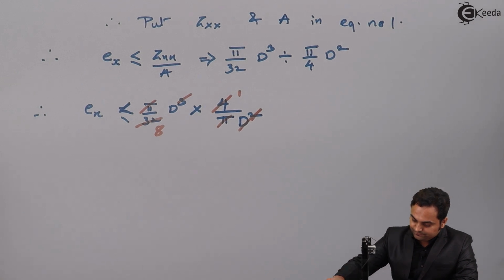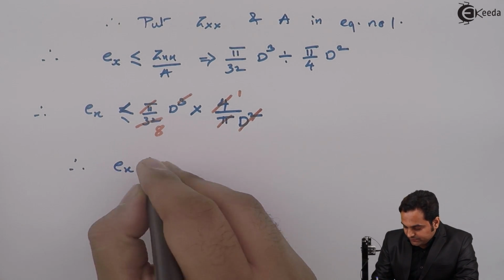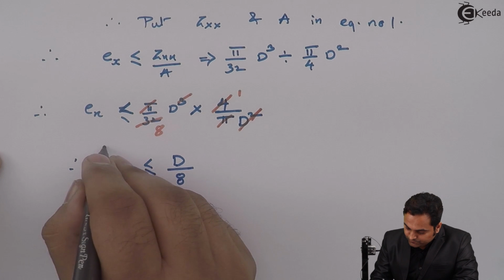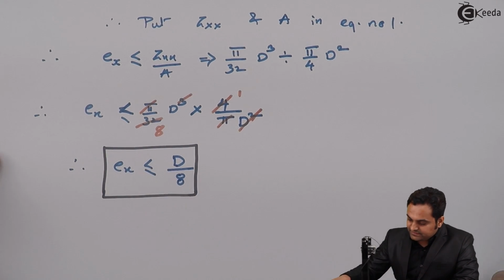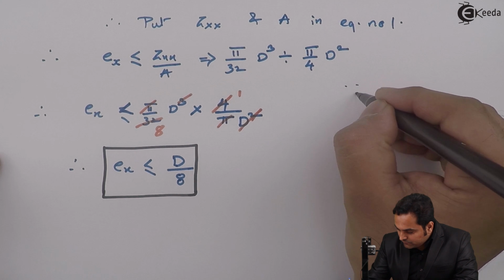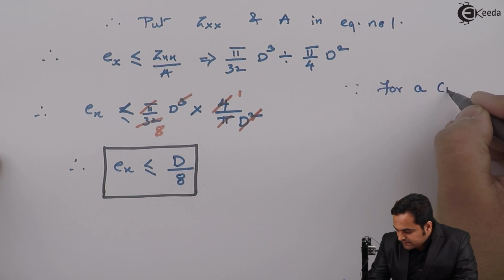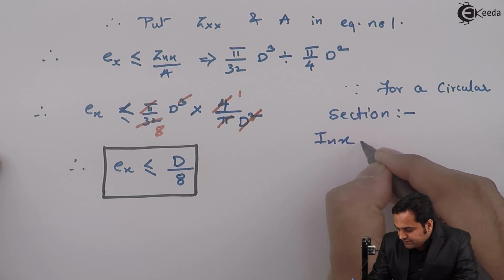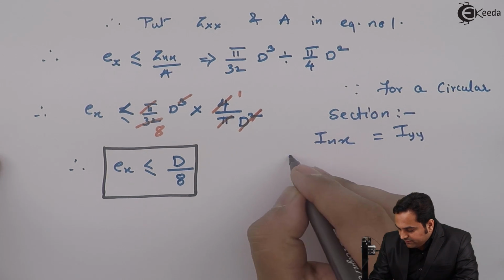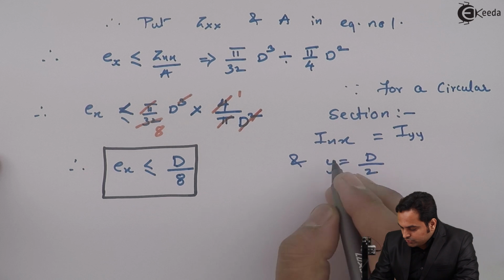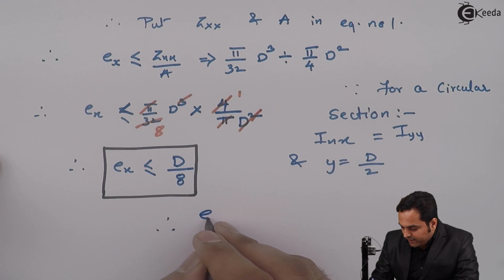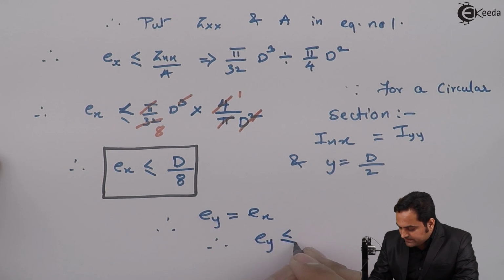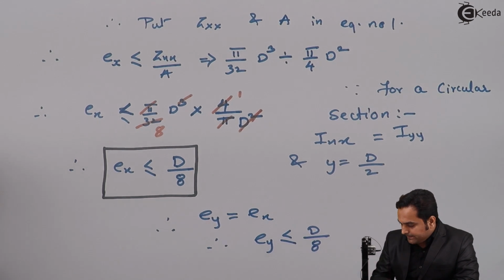So therefore eccentricity with respect to x will be less than or equal to D by 8. Next I will say that since for a circular section Ixx is equal to Iyy and even y is equal to the same D by 2, therefore eccentricity with respect to y will be equal to eccentricity with respect to x. So eccentricity with respect to y is less than or equal to D by 8.